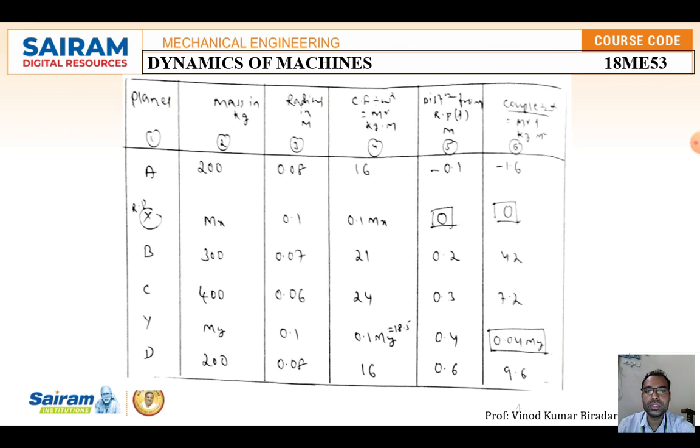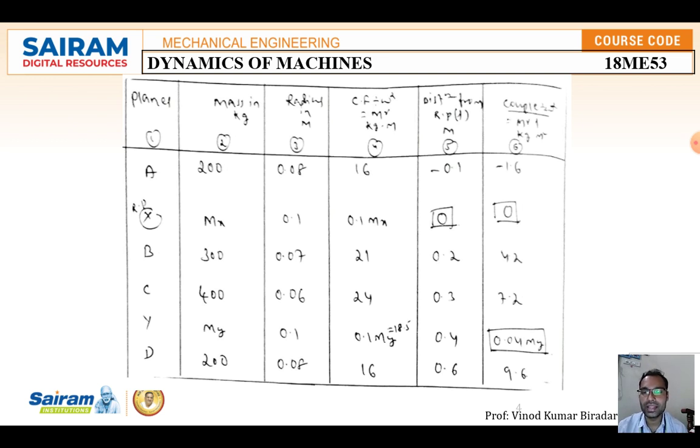Now the next step. The third step is you need to construct a six-column tabular column: the plane, mass, radius, centrifugal force, distance from the reference plane, and couple. These are the six columns you need to form to solve this type of problem. Now the planes given are A, X, B, C, Y, and D, write them as they are. Mass is also given: A mass is 200, and the mass of X we don't know, write it as M of X.